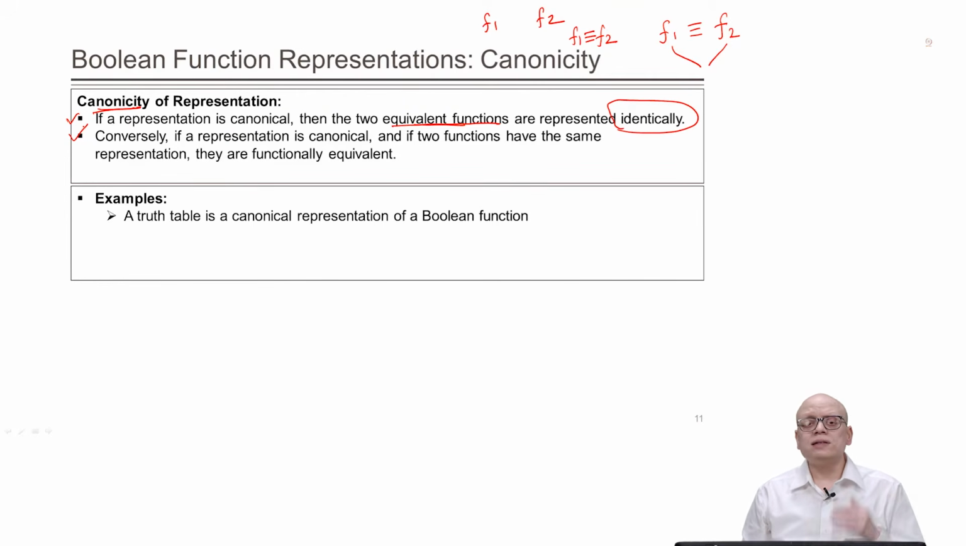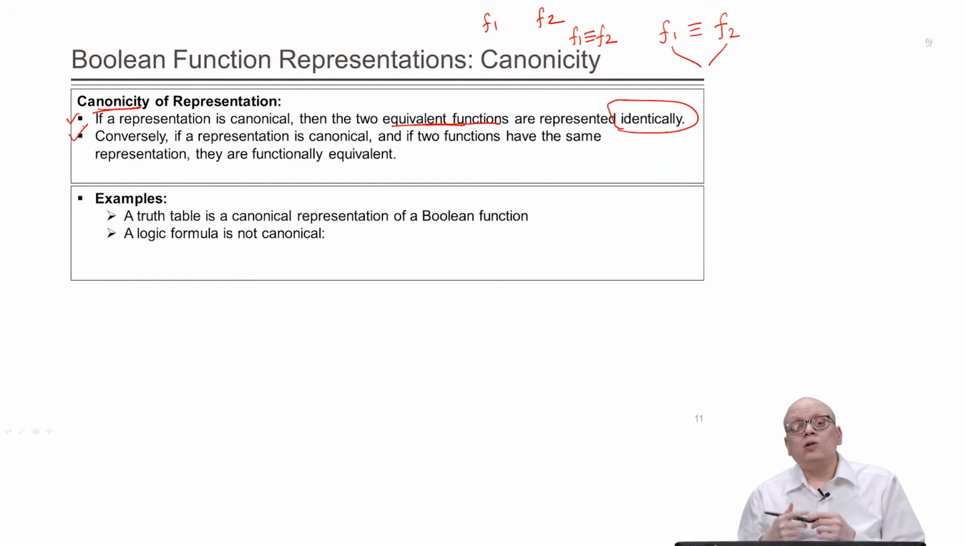Why? Because if we exhaustively list rows for a truth table and maintain a variable order, a given function can be represented in a truth table in only one particular way. There is no other way in which a Boolean function can be represented, and therefore a truth table is a canonical representation.